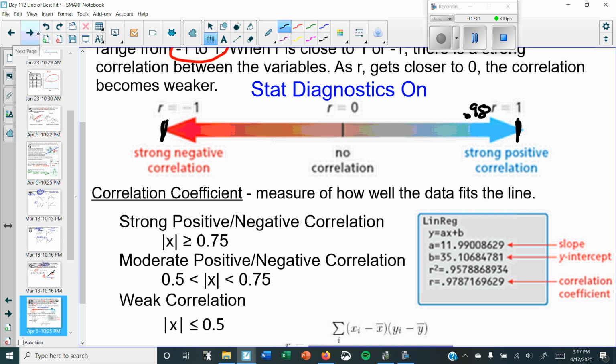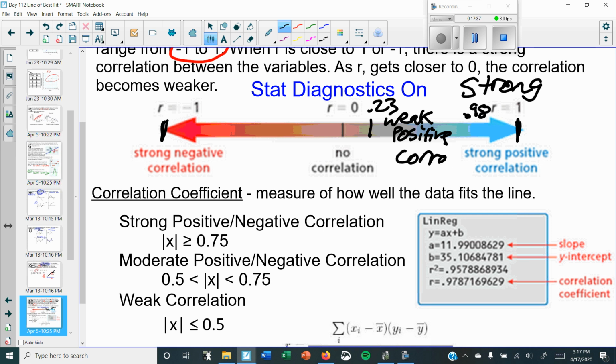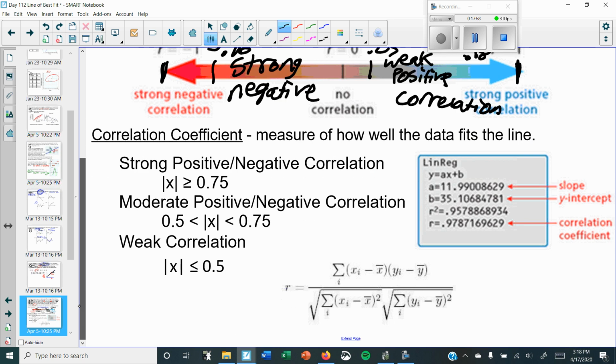Okay? So again, we just said 0.98 would be a very strong positive correlation. If I gave you 0.23, that is not close to 1. We would call that a weak positive correlation. And what about -0.96? Isn't that really, really close to -1? So then that would be a strong negative correlation. Again, the closer you get to the outsides, the closer you get to 1 or -1, the stronger the correlation is.